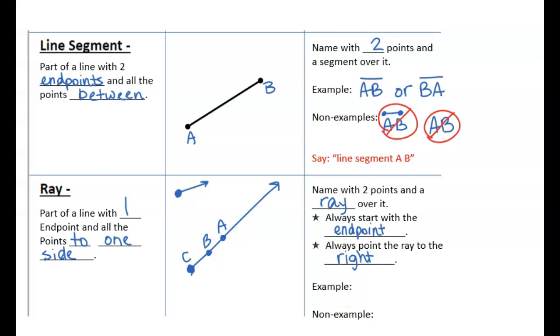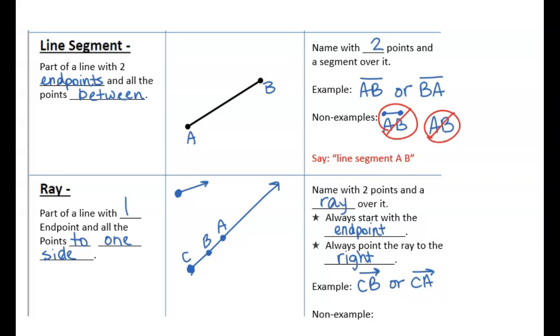So if I'm referring to this big ray, the entire thing, the endpoint is point C. So the example would be that I might call this ray CB, because I want to use 2 points, but I want to start with the endpoint. So I've used 2 points on the ray, but the endpoint is point C. I could also call this ray CA, because I use 2 points on the ray, but I start with the endpoint C.